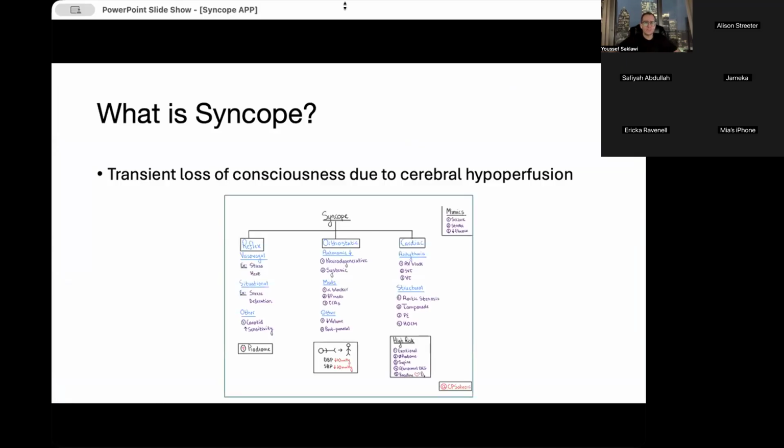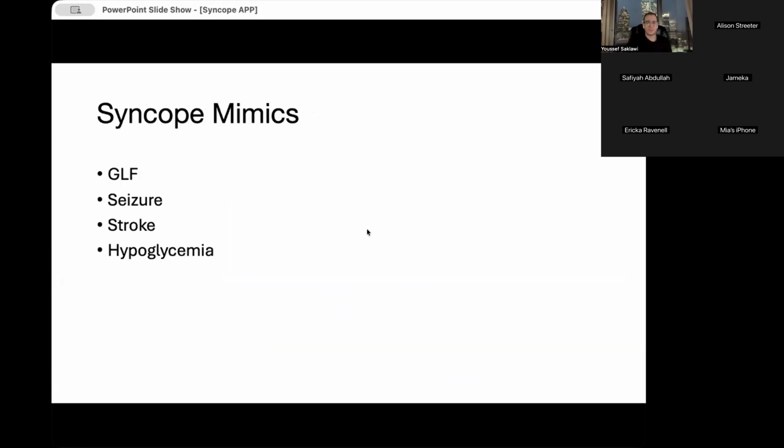I use this schema for syncope. The big buckets include reflex syncope, which includes vasovagal, orthostatic syncope, and cardiac syncope. Before you even think about the syncope differential, you want to think of syncope mimics. Is it a ground level fall? Is it a seizure? Is it a stroke? Is it hypoglycemia? Is this even syncope at all?